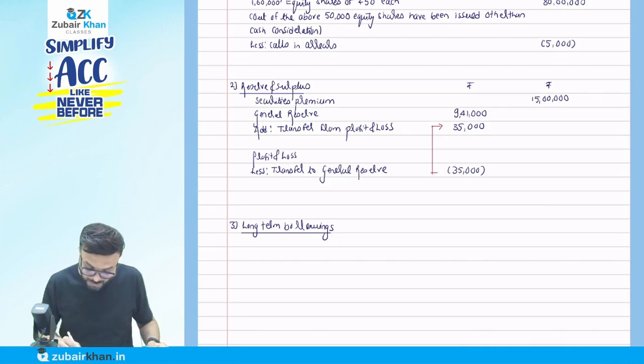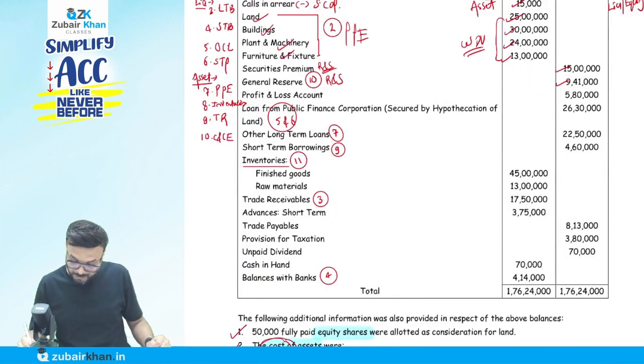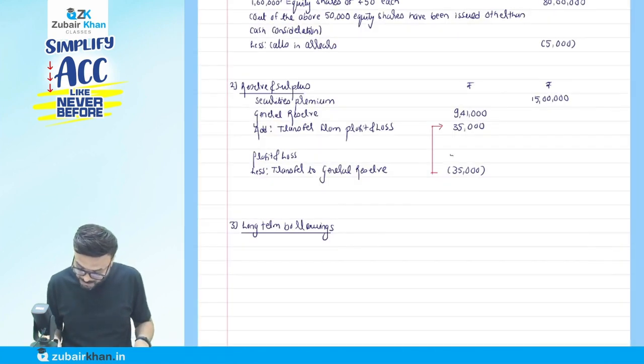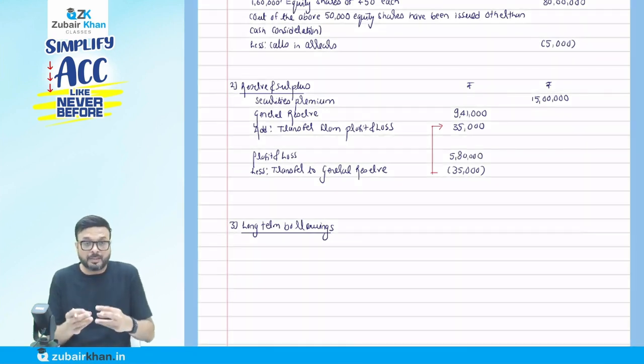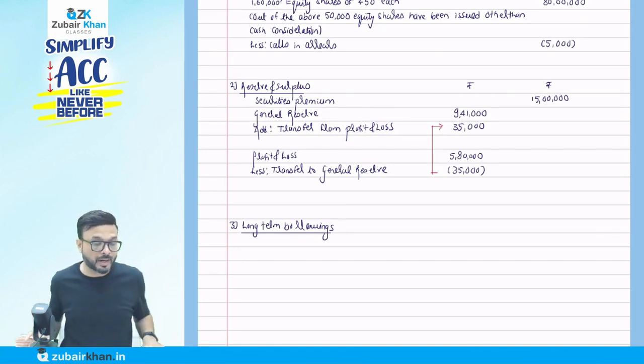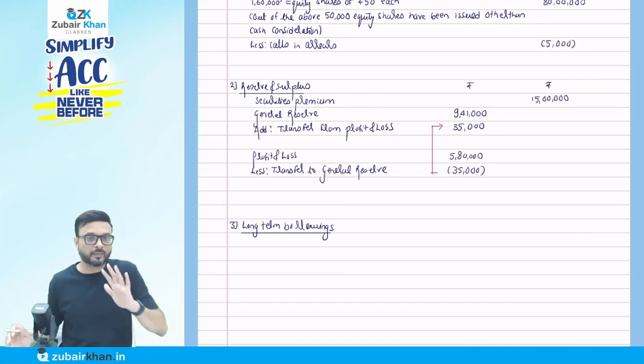Okay. Now what happened here? How much is the profit and loss account? There is 5,80,000. This profit and loss account balance is also part of reserve and surplus. That is 5,80,000, so write it down there. You got the point? So we deduct the profit by 35,000 and we add it to the general reserve. Both are part of reserve and surplus only, but we have to transfer it to general reserve as it is mentioned in the question.